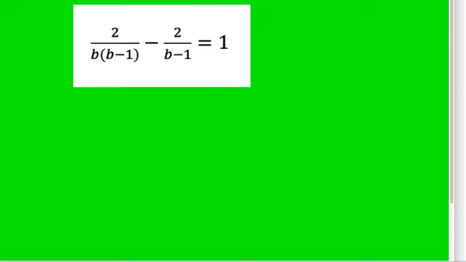All right, let's look at the last one. The last one, best one, hardest one, okay? So in this example, my lowest common denominator, it could be kind of confusing. My lowest common denominator would be b times b minus 1 because b is a factor and b minus 1 is a factor.